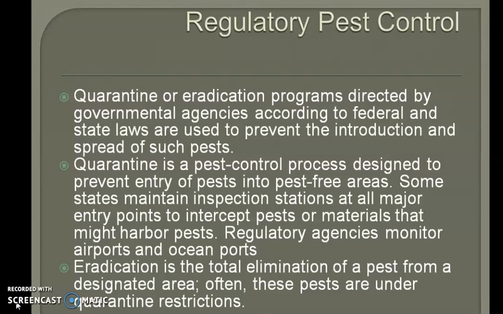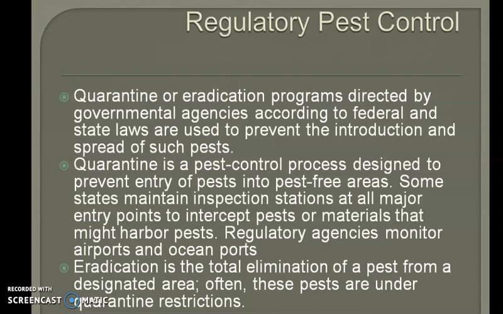Let's see what quarantine means in pest control. Quarantine or eradication programs directed by governmental agencies according to federal and state laws are used to prevent the introduction and spread of pests. Quarantine is a pest control process designed to prevent entry of pests into pest-free areas, and some states maintain inspection stations at all major entry points to intercept pests or material that might harbor pests. Regulatory agencies monitor airports and ocean ports.